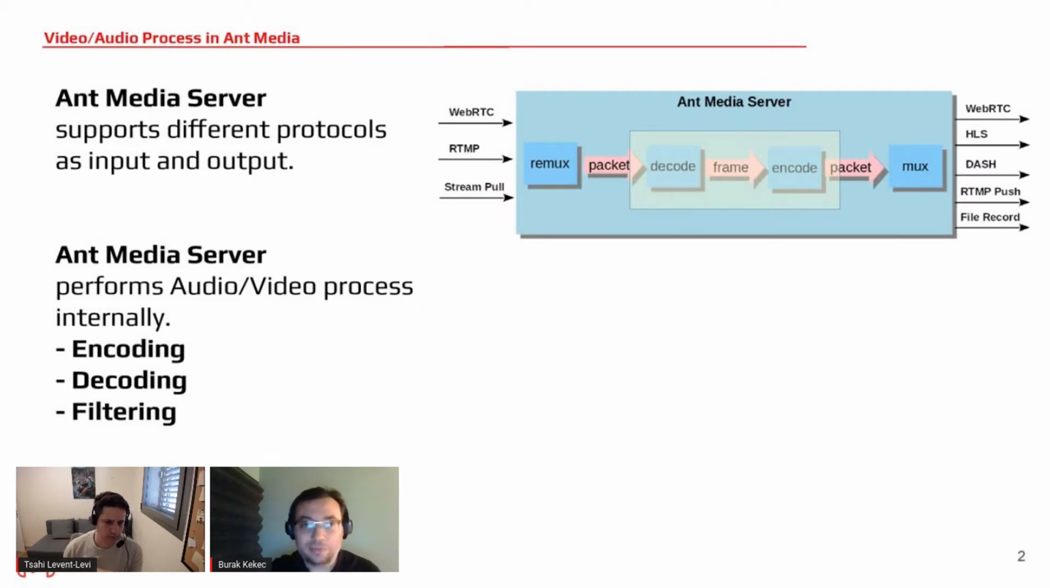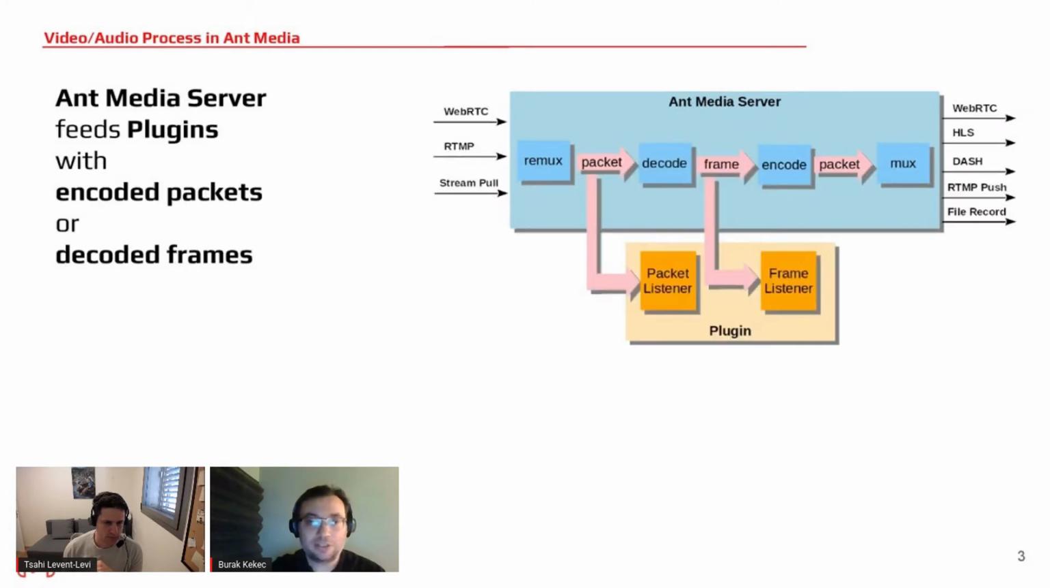So there are some optional parts, decoding and encoding, because these parts are CPU intensive. With the plugin structure, you can feed your plugins with both of these. You can decide. If you need only packets, actually encoded video or audio data, then you can register for the packets only. Or if you need also frames, the whole picture for a single frame, you can register for the frames also to the Antmedia server.